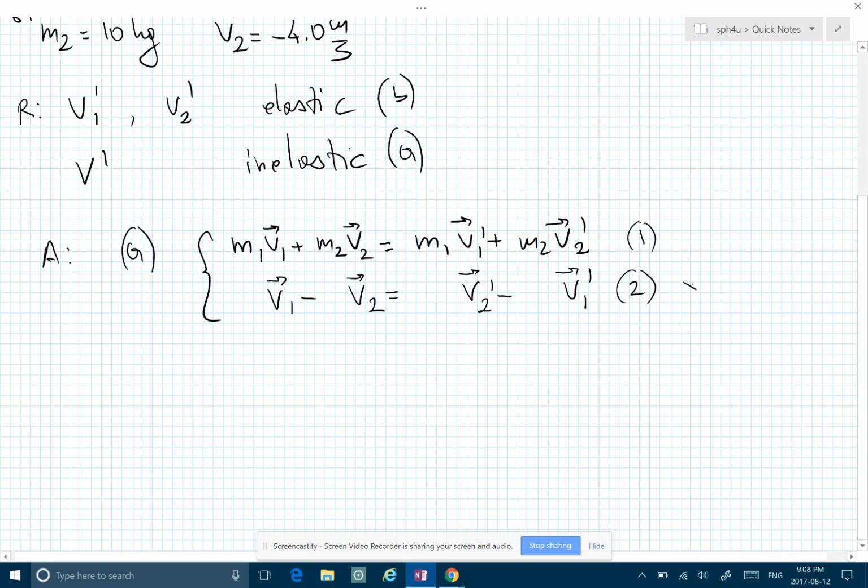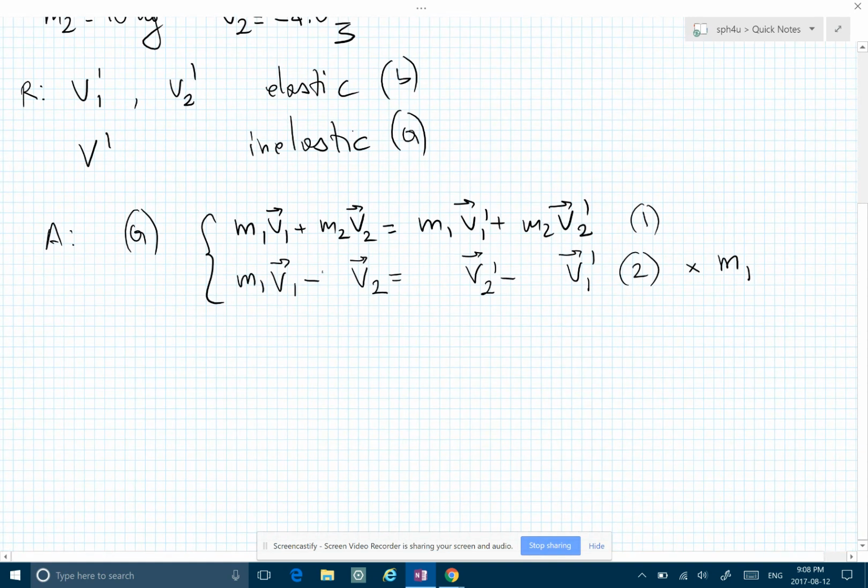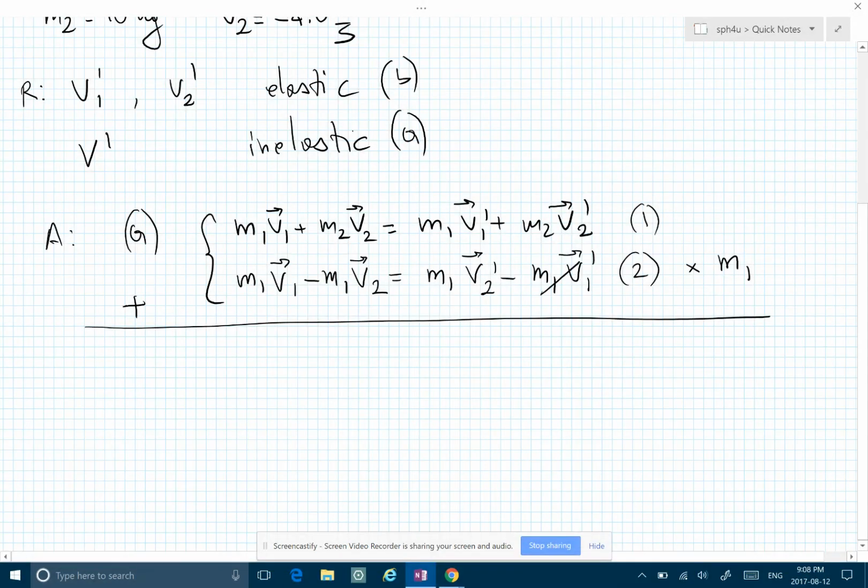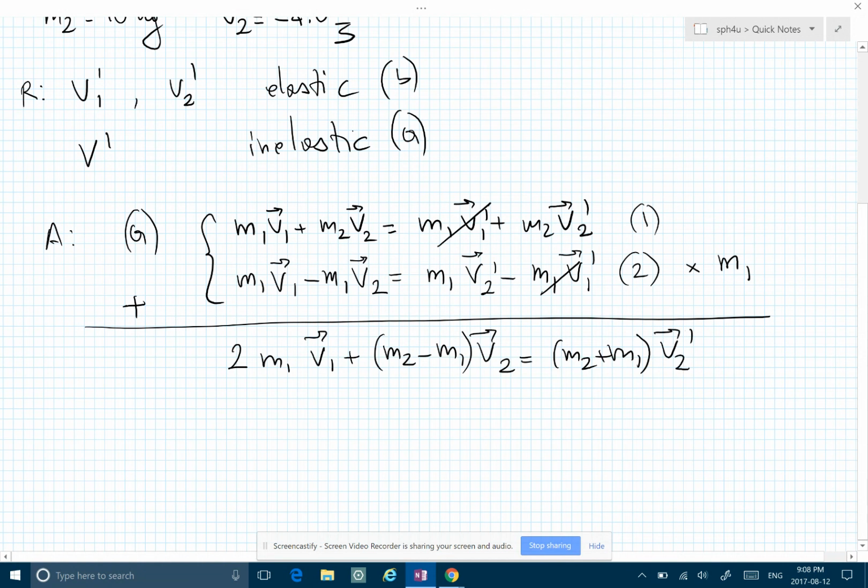So we're going to use elimination. So we can multiply this by m1, for example, to eliminate v1 prime, so we can solve for v2 prime. So we're going to multiply the whole equation by m1. Okay, and if I add them up, what's going to happen is that these two will cancel out. Okay, and then we have 2 m1 v1 plus (m2 minus m1) v2 is equal to (m2 plus m1) times v2 prime.